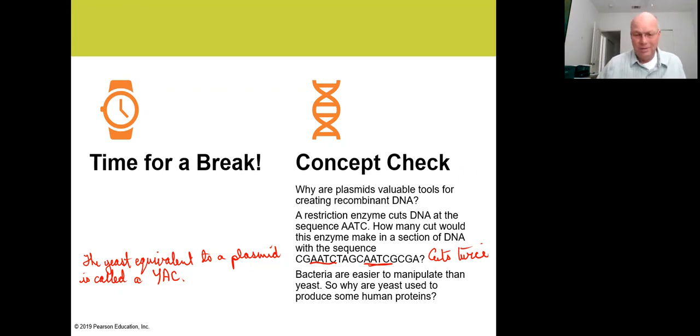A yeast, on the other hand, well, that's a fungus. Yeah, yeast is a fungus. It's a relative of mushrooms. And it's a eukaryote. So it understands introns. And it has the system for taking out the introns and splicing the exons together. So if you can get the gene into a yeast, you don't have to worry about cutting out introns and splicing exons. The yeast will do that for you.